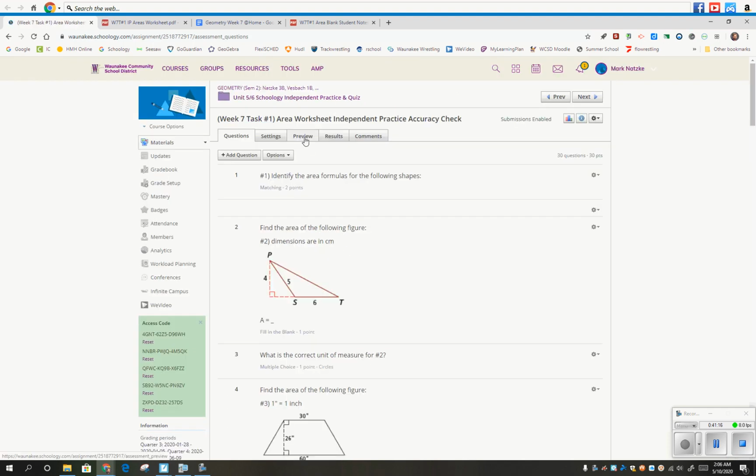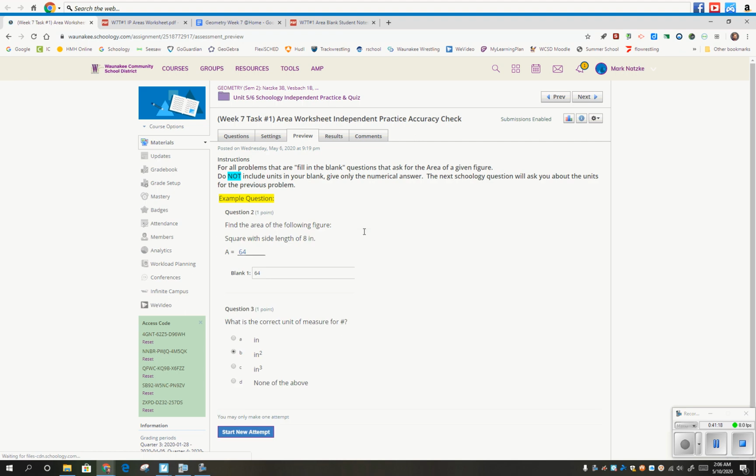The area worksheet. One thing I want to point out is read your directions, because it's going to ask you, for example, when it says to find the area or find the height or whatever it might be, only type in the numbers. So for example, when we give you find the area of a square with a side length of 8, well, it's 8 times 8, which is 64. So just type in 64, because the next question is then going to ask you what's the correct unit of measure. Multiple choice, it would be inches squared.